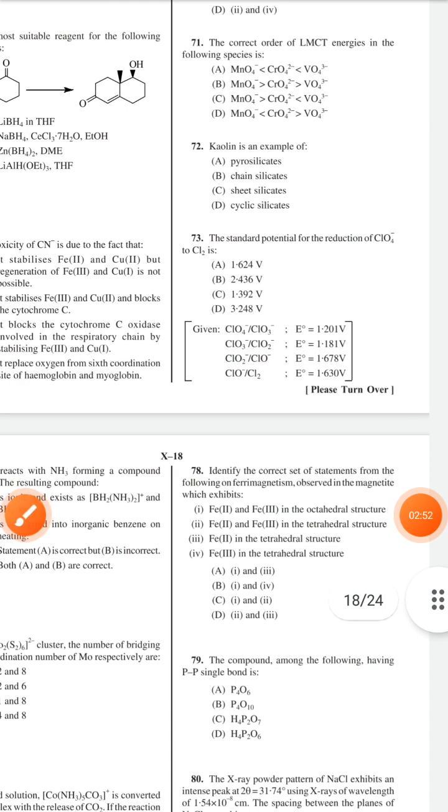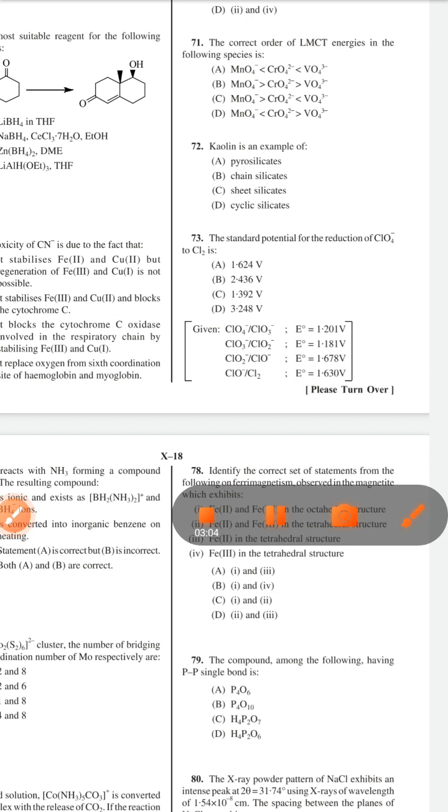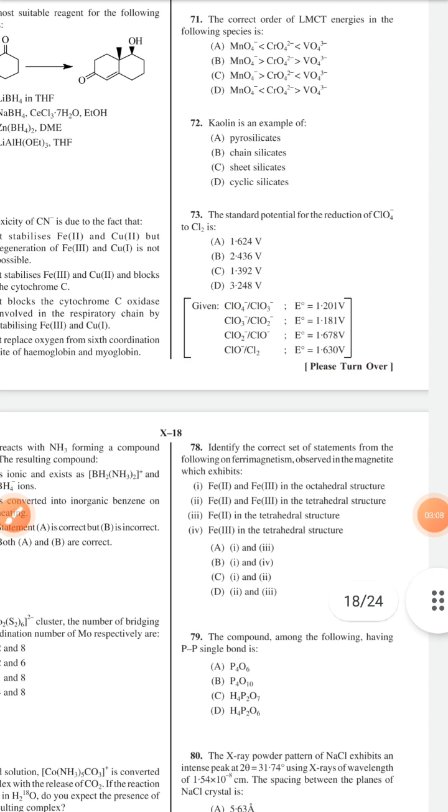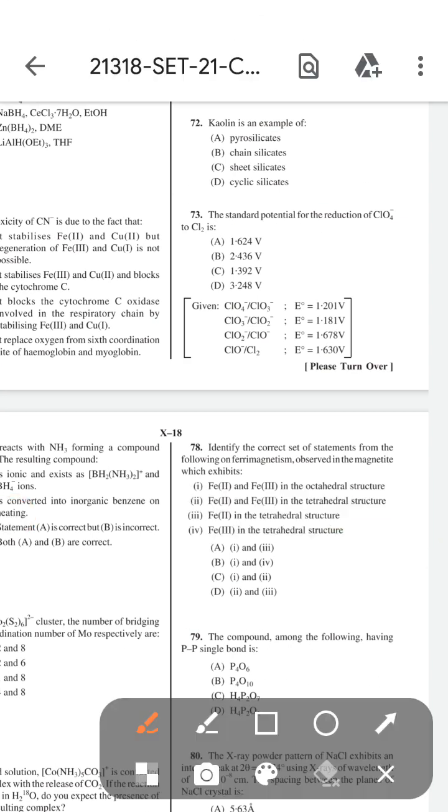Next, 73. The standard potential for the reduction of ClO4- to Cl2 is. Here the correct option is option C. This question is from electrochemistry.